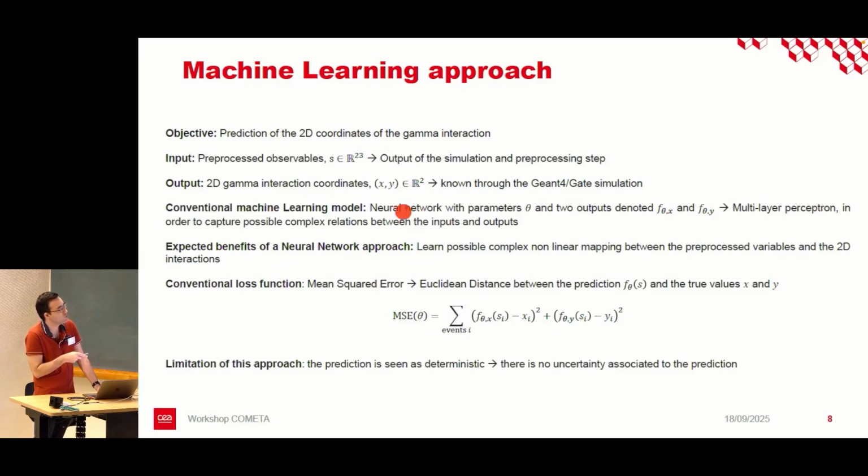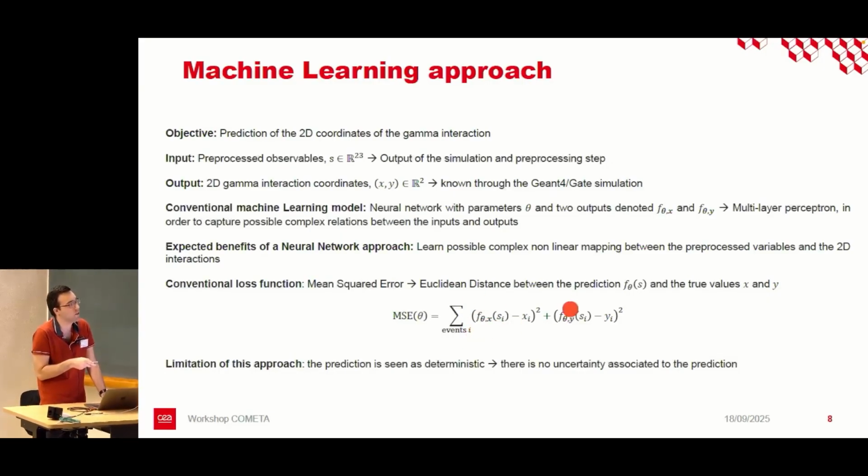So a conventional machine learning approach would be, for example, to build a neural network with some parameters that will output the x and y position with two outputs. So for instance, here we can use a multi-layer perceptron because we have 23 variables as input in order to capture the complex relations between the input and the outputs. The expected benefit of the neural network approach is that we can learn possible complex nonlinear mapping between the input and the outputs. So conventionally, what we would do is to build a neural network using a mean squared error loss function to train, that we have to minimize to find the parameters that explain the data.